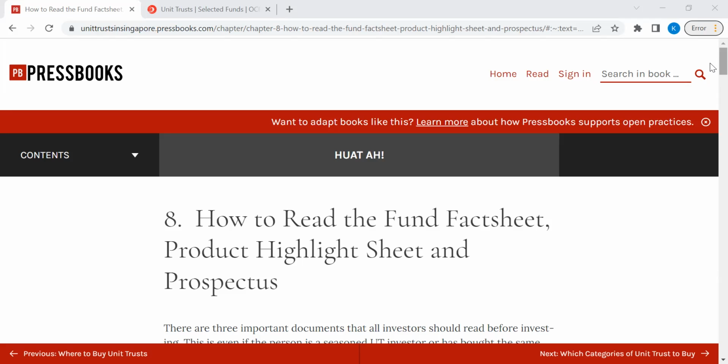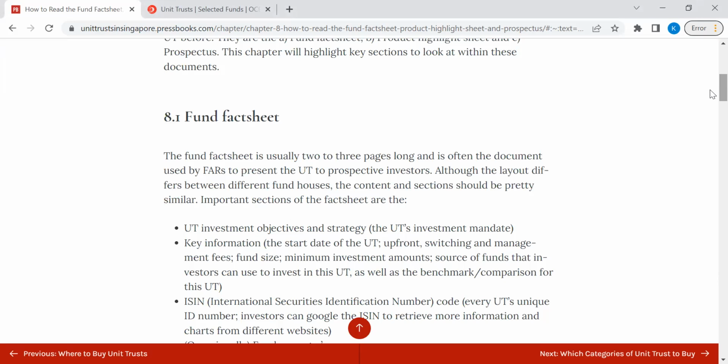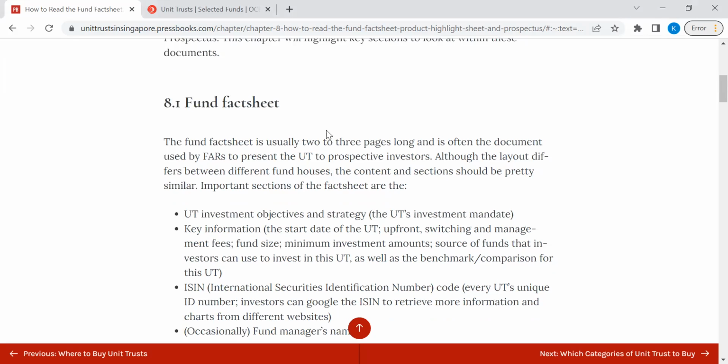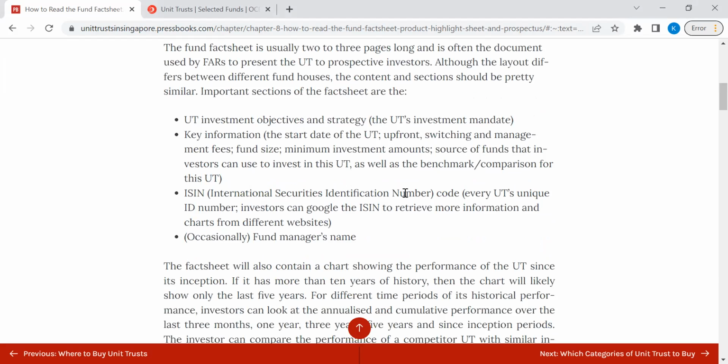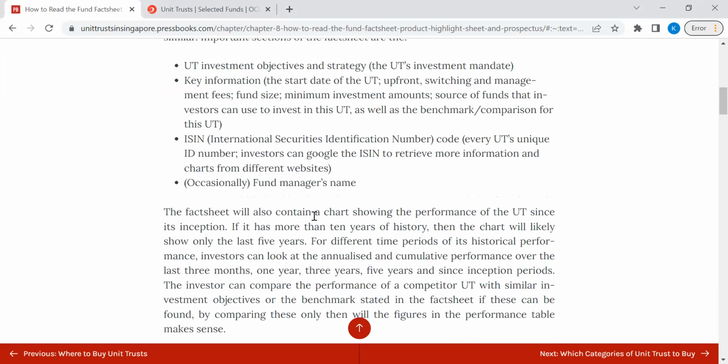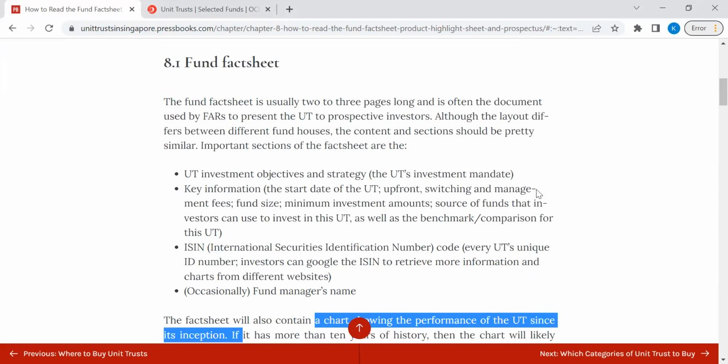When you look at any unit trust, there are certain documents. First, the fund fact sheets. Fund fact sheets cover the investment objective, strategies, key information, product code, fund manager's name, and a chart showing the performance of the unit trust since inception. It's very comprehensive. Imagine this fund is a person: the fund fact sheet is like a comprehensive CV of the person.